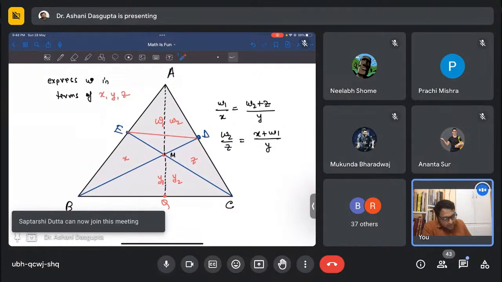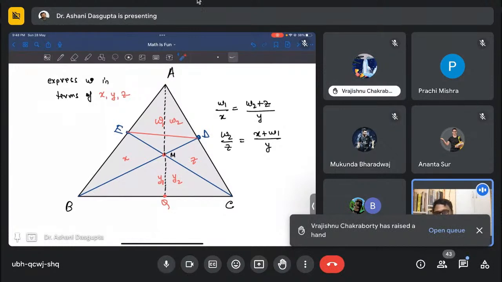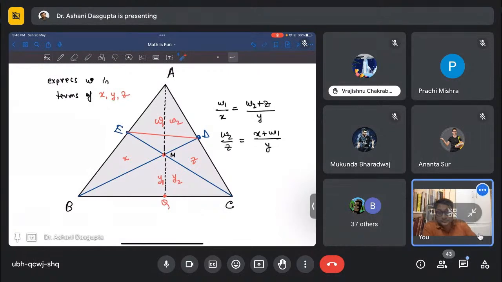And it's given that the area of this triangle EMB is small x, DMC is small z, BMC is small y. So I've split it into two parts, y1, y2. And AEMD, this quadrilateral, has area W. So what is a Cevian? It's just a line connecting a vertex to the opposite side of the triangle.